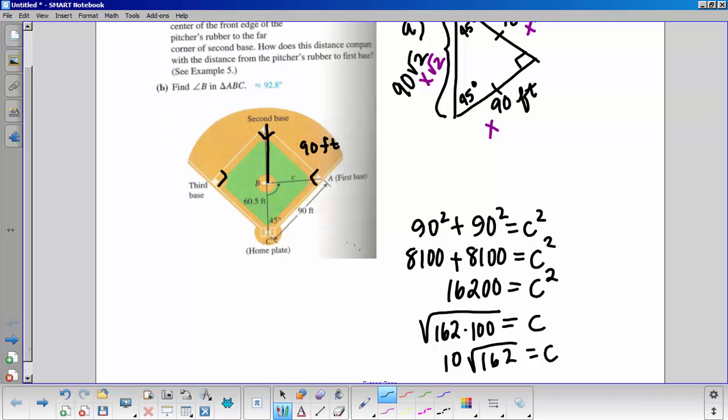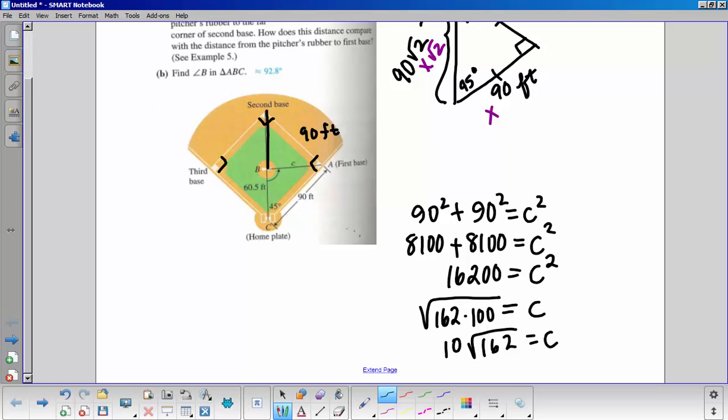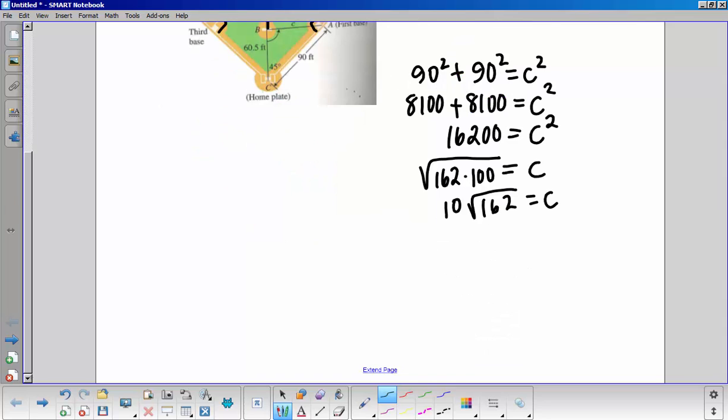What else goes in there? Perfect squares. I know 4 does. 162 divided by 4? 45. No, it doesn't. Okay, by 2. What's 162 by 2? 81. So 90 root 2. Okay, so 10, and then this is the square root of 81 times 2, so I can pull a 9 out. So this is 90 root 2.